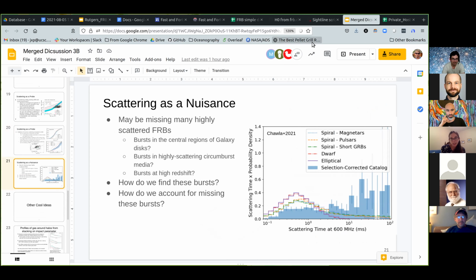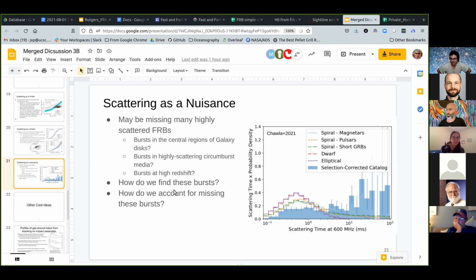Yeah, so the other thing I wanted to bring up is that scattering may erase some of the signals that we're looking at, including making it very difficult to detect some fast radio bursts. And so we have this selection effect. CHIME has made some attempt to model this selection effect in their data and finds that they're likely missing many very highly scattered bursts.